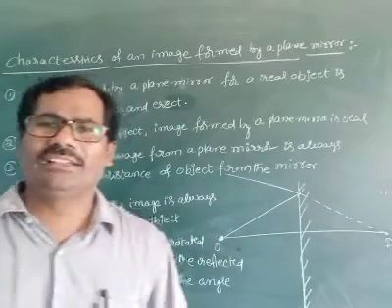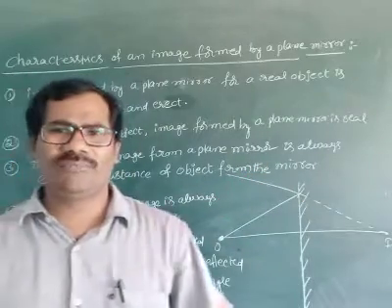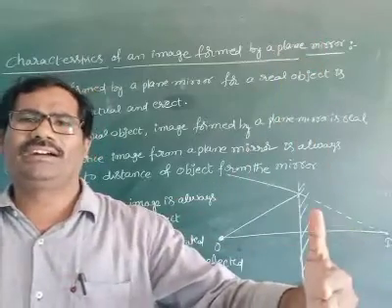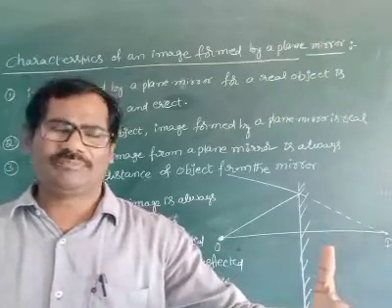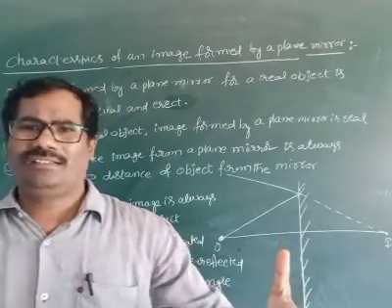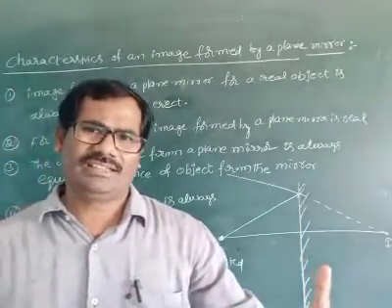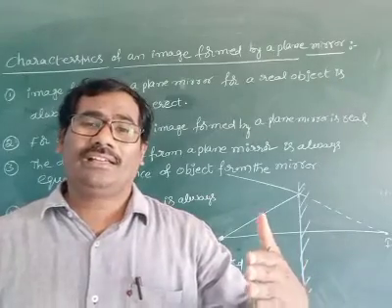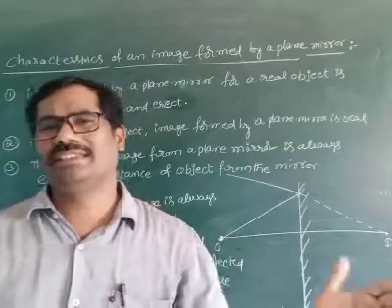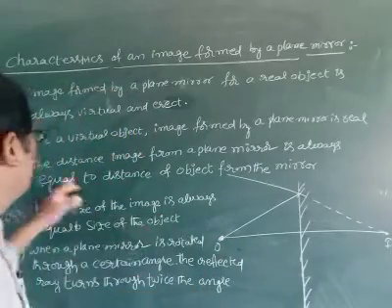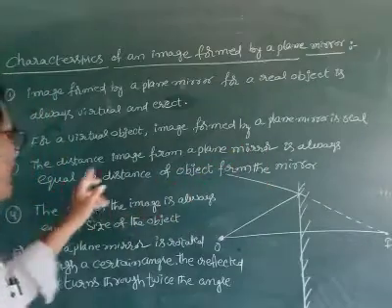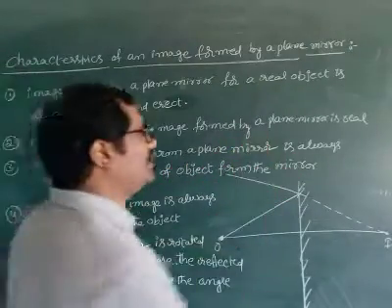Next one, the distance of the image from a plane mirror is always equal to the distance of the object from the mirror. For example, take a plane mirror and a person in front of it. The distance between the plane mirror and the object, and the distance between the mirror and the image, are equivalent. That is, the distance of the image from a plane mirror is always equal to the distance of the object.